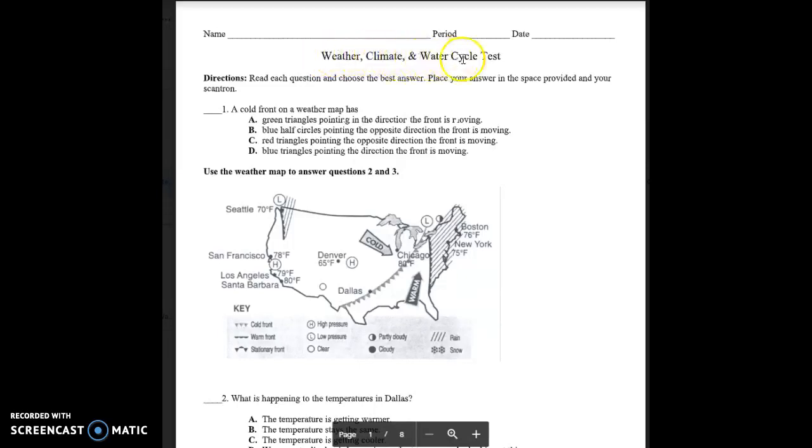Weather, climate, and water cycle test. Directions. Read each question and choose the best answer. Place your answer in the space provided and your Scantron.